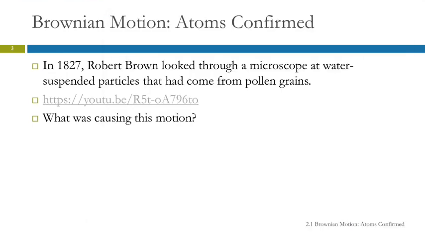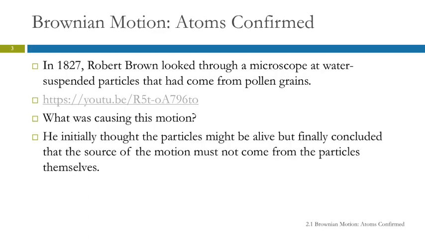So Brown observed this motion. He wasn't wiggling the microscope or anything. It was just sitting there. But the particles are wiggling. What's going on with this? He initially thought that the particles might be alive, you know, small little organisms, and they jitter around. But he finally concluded that the source of the motion was not coming from the particles themselves.